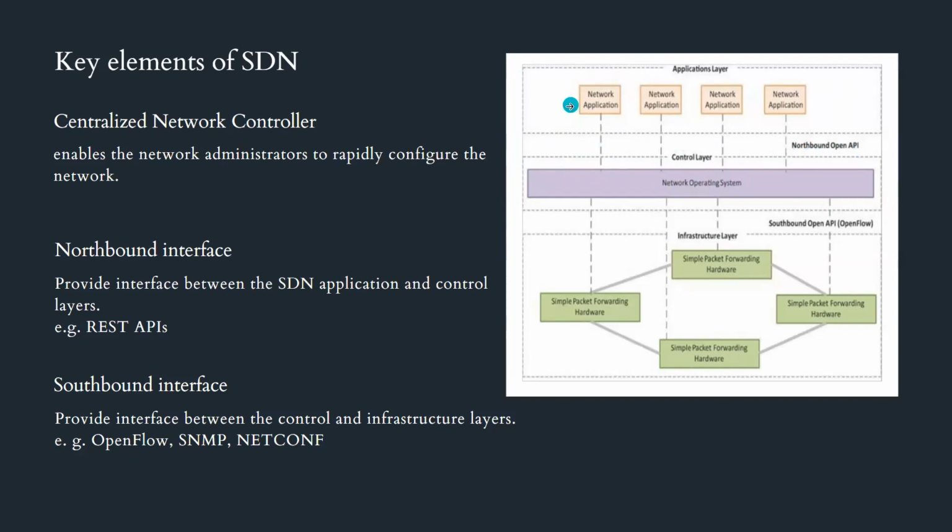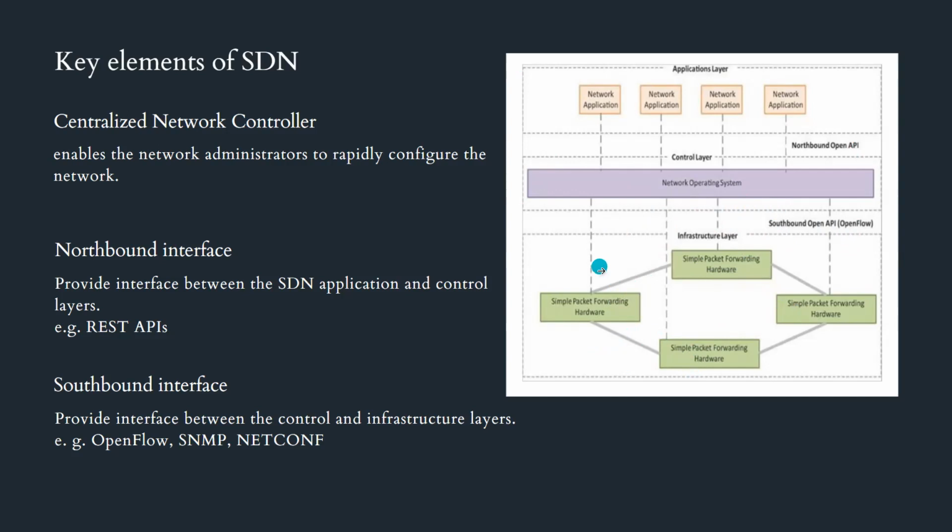This I will explain in a little while. The controller will also be connected to each of the devices using the southbound interface. So we discussed the controller being connected to the routers, switches, and hubs, or any kind of network components. The controller will be connected to each of those network devices through the southbound interface, southbound open API.